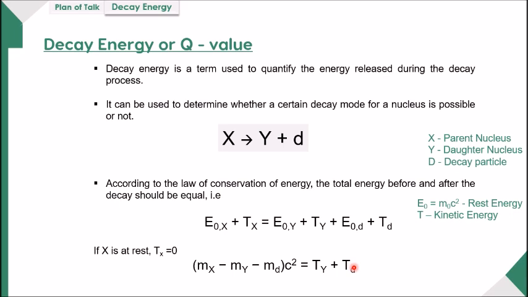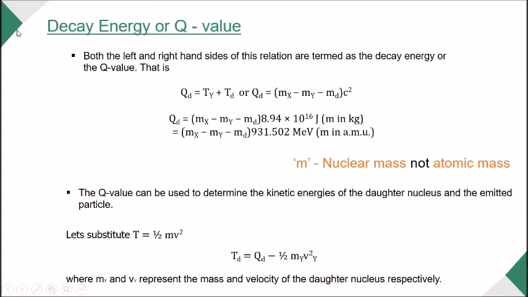What we have done is taken all the rest energy terms on the left side and the kinetic energy terms on the right side. Both the left and right sides represent an energy, the decay energy. The right side is representing the kinetic energy, and the left side is representing the rest energy. This is called the decay energy or Q value.